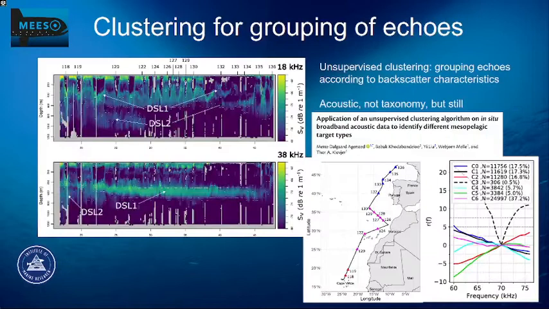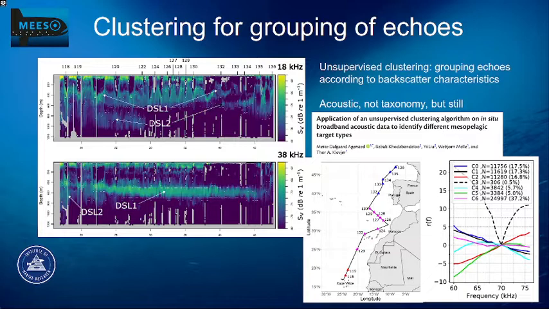However, we have several different transducers available on MEESO and deployed several of these in broadband mode, meaning that the output we get is actually a spectrum of signal strengths over a frequency band. So in the work I'm presenting here, we used broadband data from the 70 kHz transducer to see if we could identify different groups of scatterers and gain knowledge on their behavior and distribution from these data.